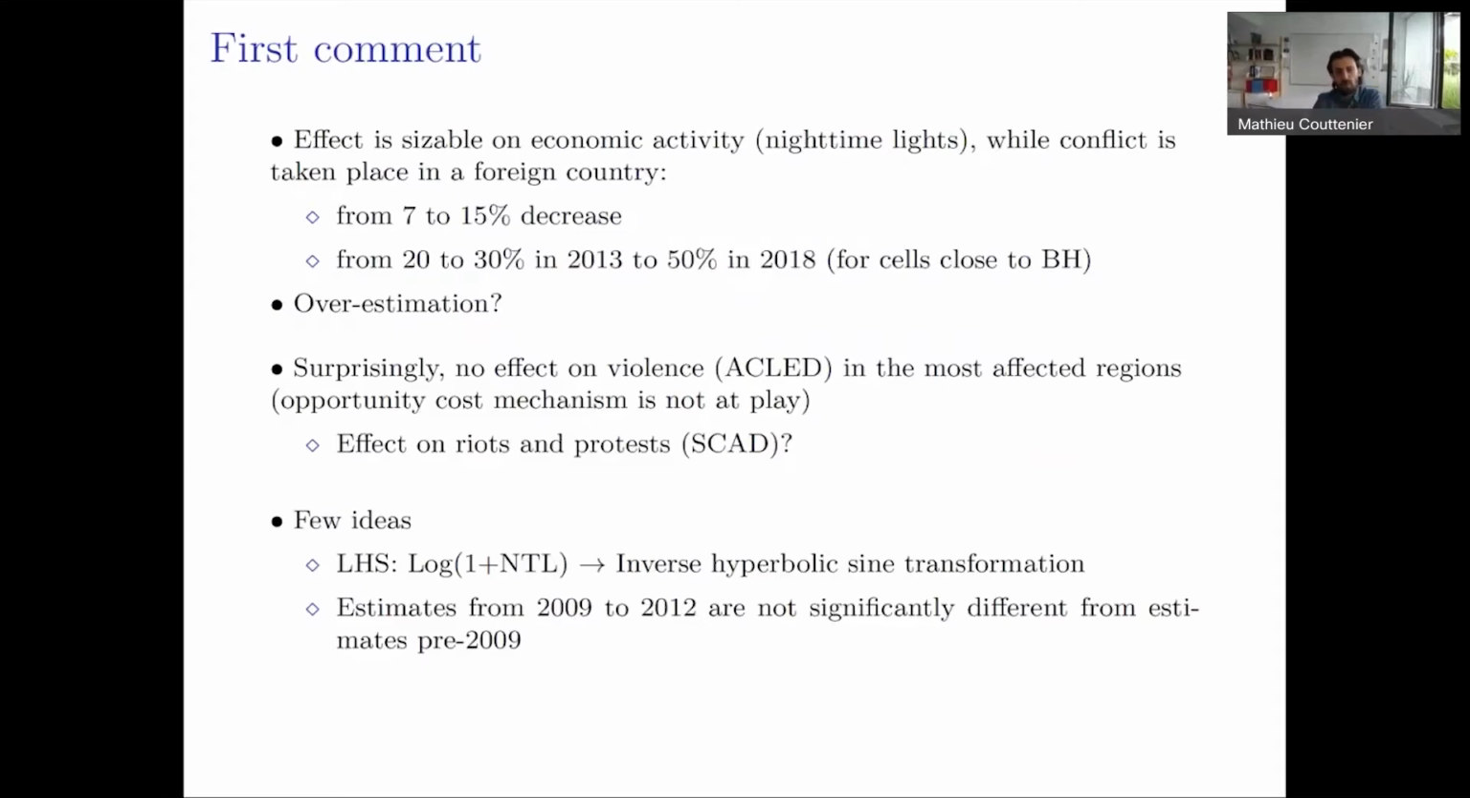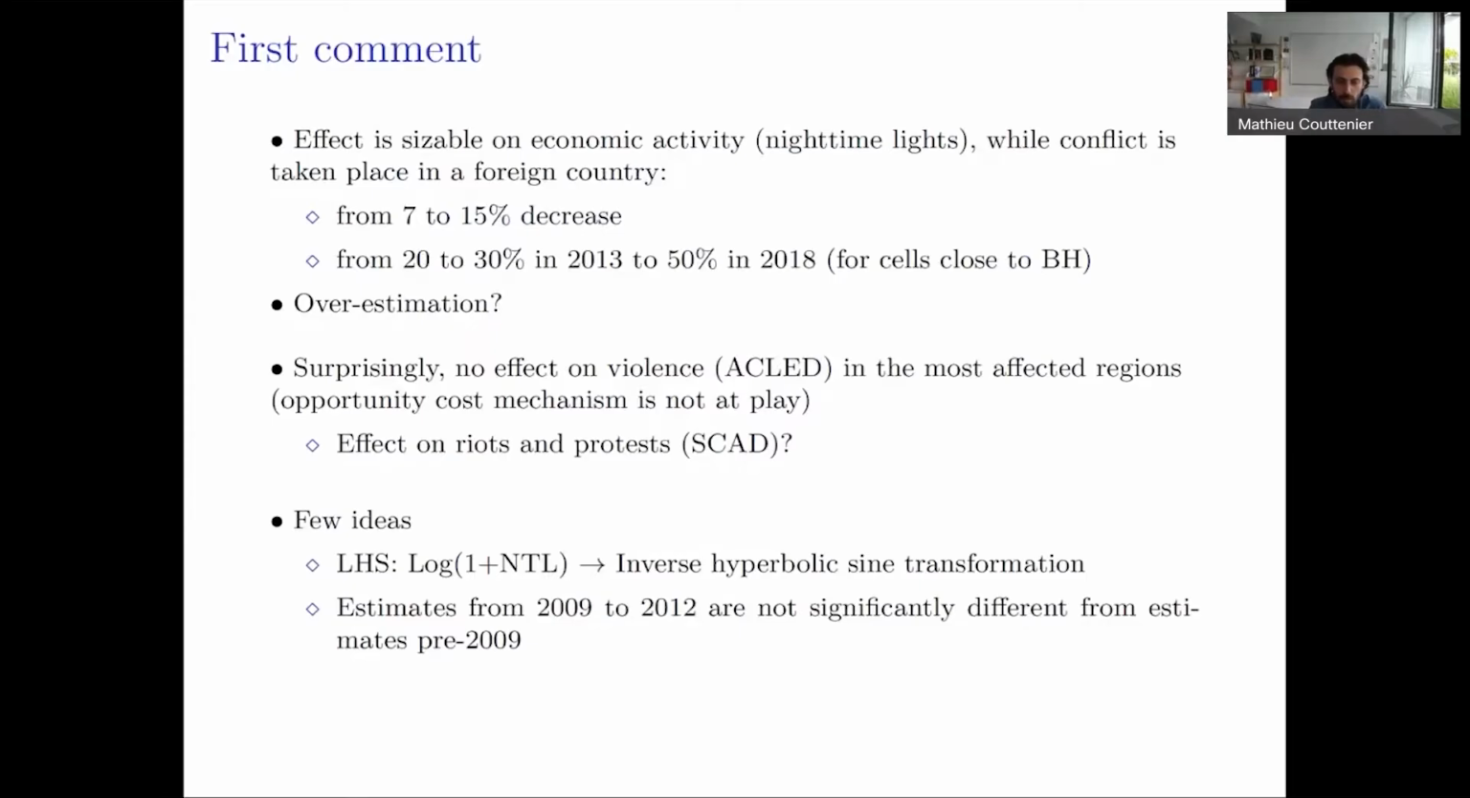The first comment is related to the measure of the actual cost of violence. As you said during your presentation, the effect is sizable, given that this is an indirect measure of violence, and given the different estimates, it ranges from 7 to 15%, and when you look at the alternative data set, it could go from 20 to 50. So my point here is that I'm wondering whether it can be a kind of overestimation.